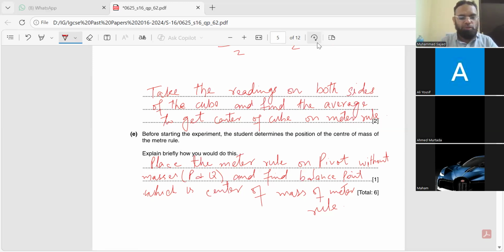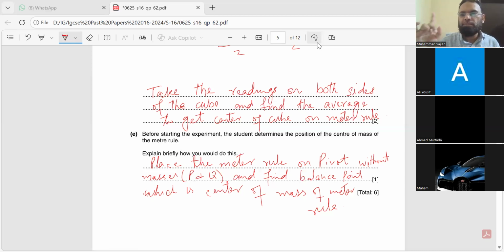Just open my notes and you will get this one. Now see here right now. Let's suppose this is 20 centimeter and my finger is acting as a pivot. Now see, place the ruler on the pivot where it balances. The point where my finger is supporting this rule is basically the center of mass or center of gravity of this ruler. That's what I wrote, place the meter rule on pivot.